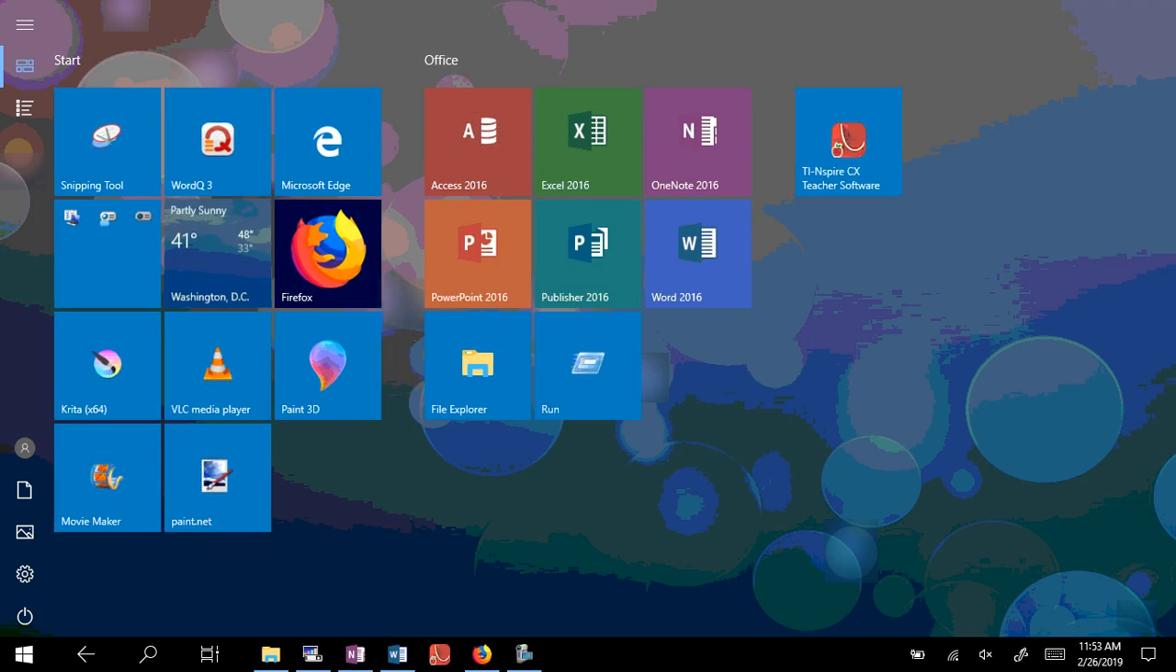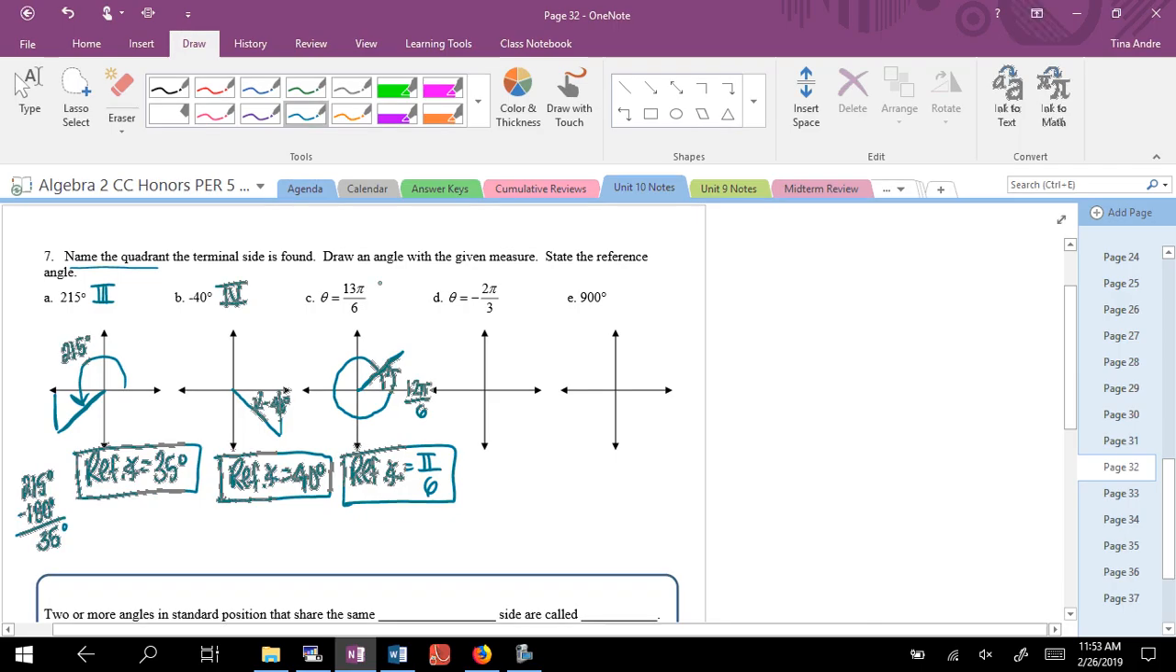Lots of technical difficulties. Sorry about all this. So pi, quadrant 1 is what I'm trying to write up there.